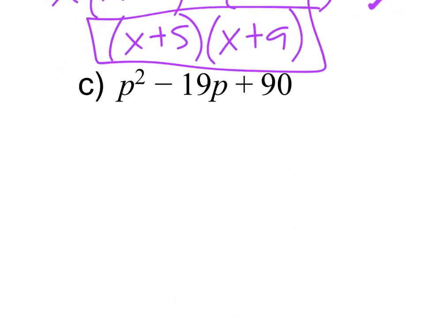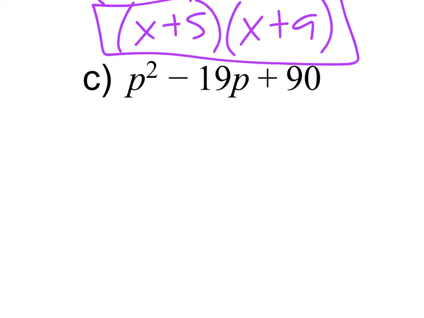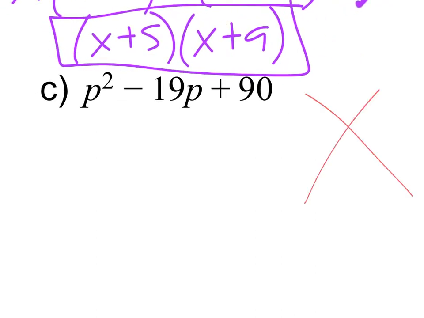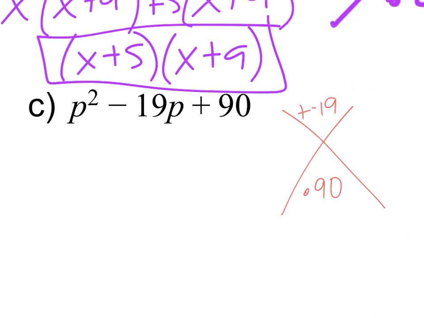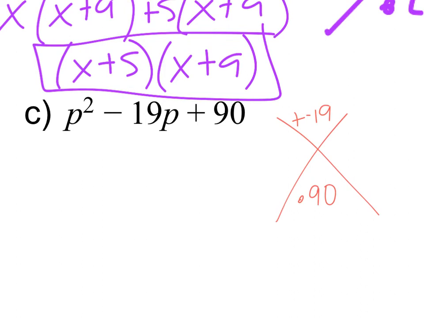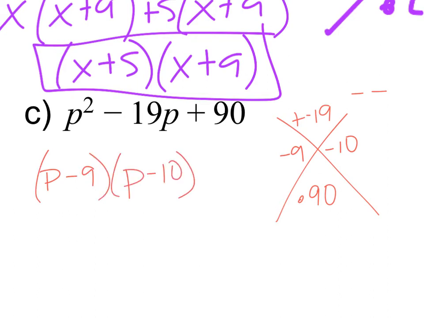This one we are going to see what adds to be -19 and multiplies to be 90. Well, we know that there's got to be a negative in there because we have a -19. But whenever we multiply them, it's going to be a positive, so that must mean we have two negatives on this one. That would be -9 and -10. So this one would be p minus 9 and p minus 10. Just in case you forgot, you can switch those around. The order does not matter because multiplication is commutative.